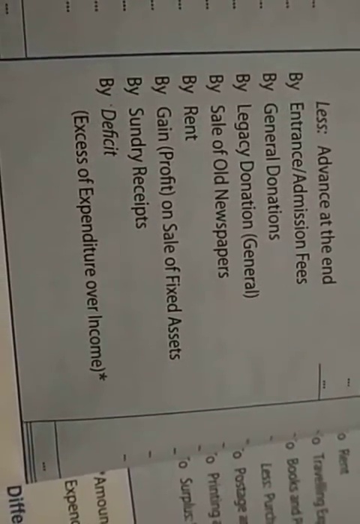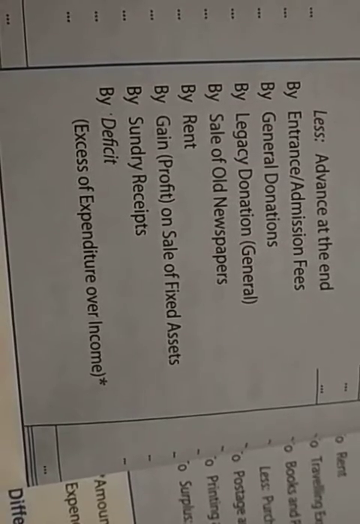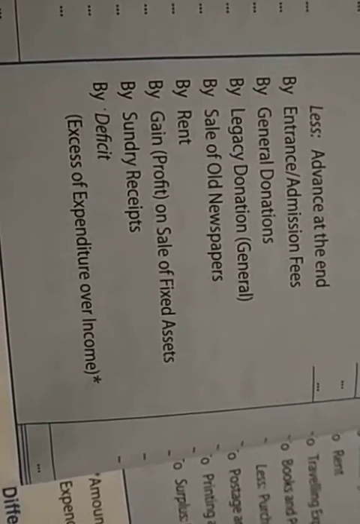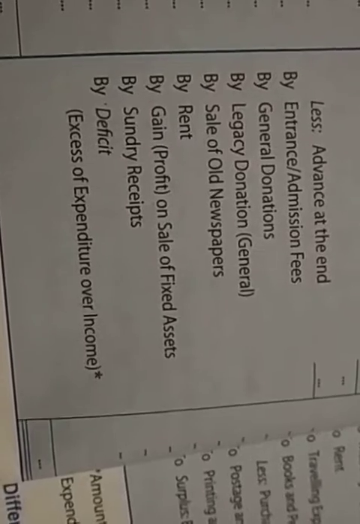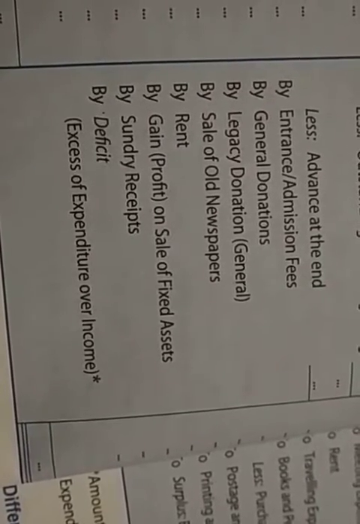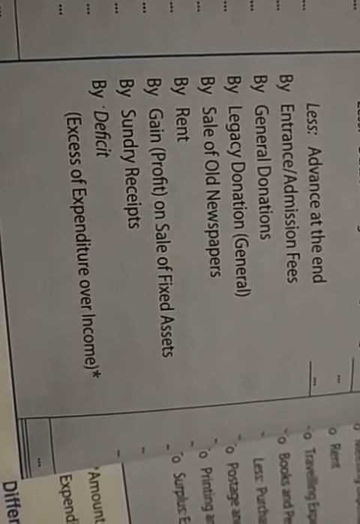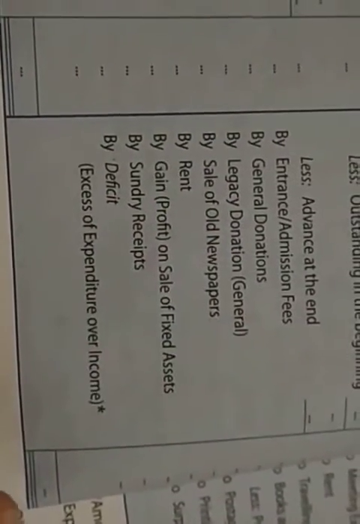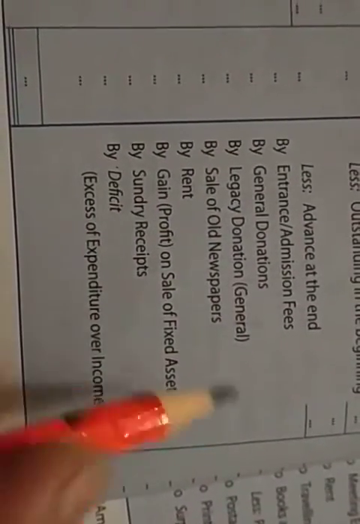Then legacy donation, same here. If only donation is written, it is considered as general donation. If legacy donation is written, it will also be considered as general donation. And if any other type of donation is there, that will be a specific donation. So specific donation will not be included here.